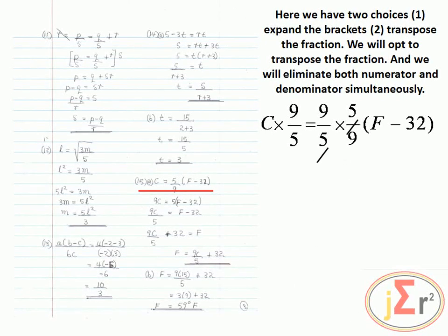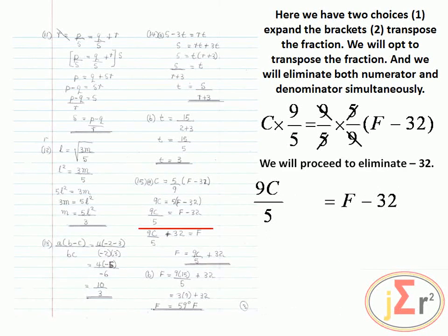And there we have it. The 5's are gone also, and on the left hand side we are multiplying. So we have 9c over 5 if we prefer to write it like that. And all that we have to do there is eliminate that negative 32, and we will do that by adding 32 to the right hand side to eliminate that negative 32, but keep the equation balanced by adding 32 to the other side.